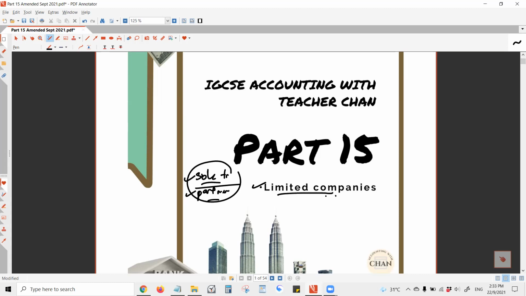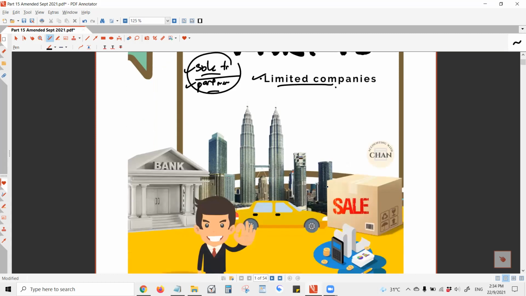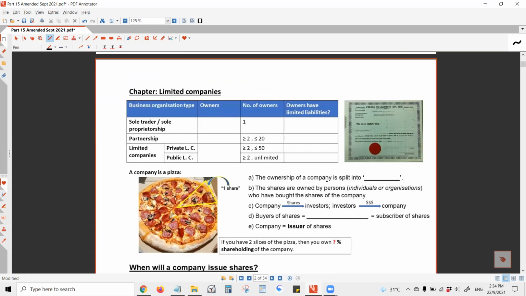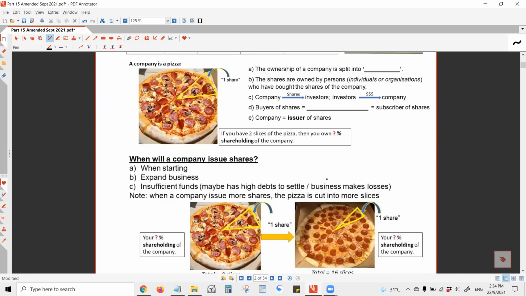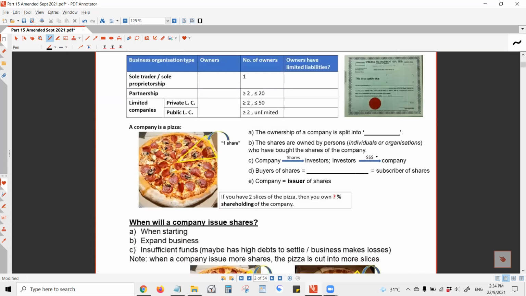For companies, there are two types, private limited company and public limited company. But for this accounting subject, you don't need to care that there are two types of companies. They will not ask you the difference between private limited and public limited companies. Don't worry about that difference for this subject. Now, let's go to those parts that I think are important for the exam.